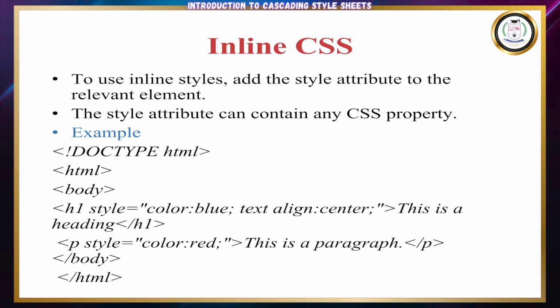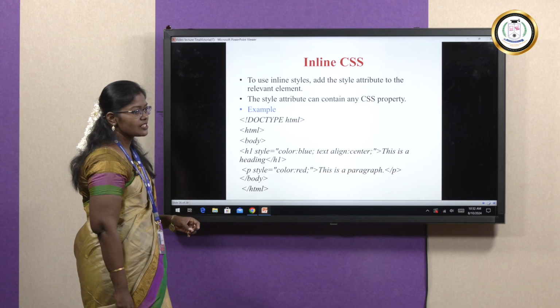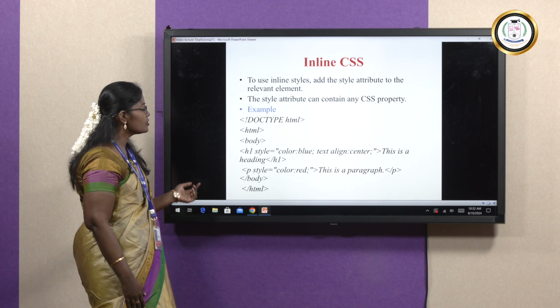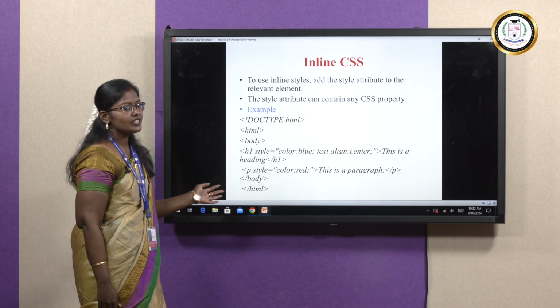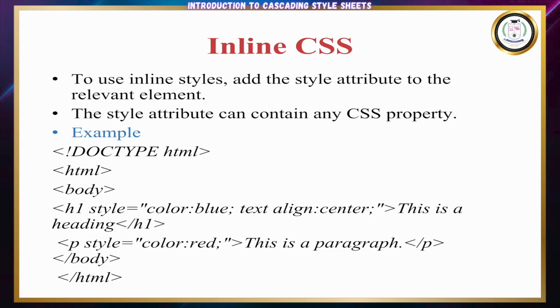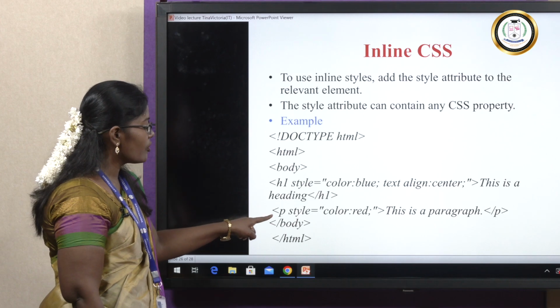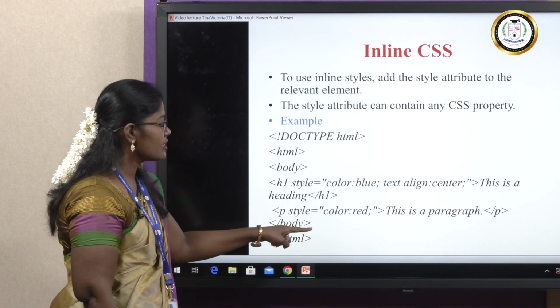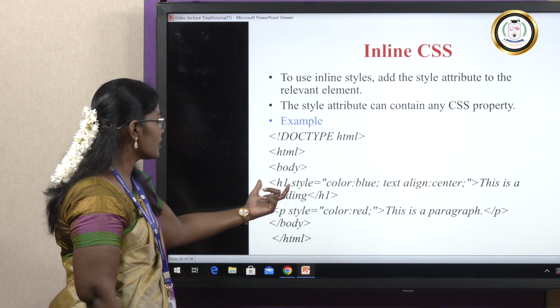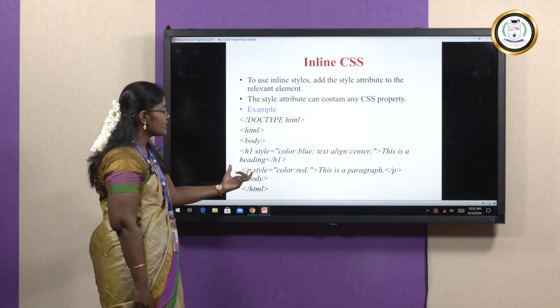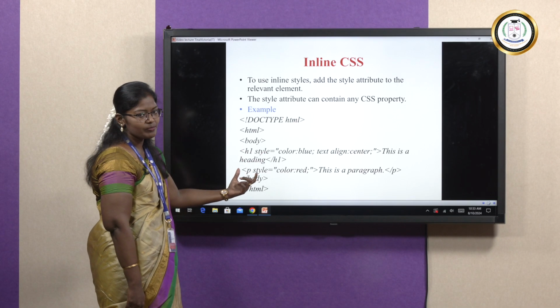Then there is the inline CSS. To use inline CSS, add the style attribute to the relevant element. The style attribute can contain any CSS property. Inline means that while using the tag itself, we can give the style attributes within the tag. For example, here H1 is a tag, and within it we can give the style: color blue, text align center. Also for the paragraph tag, style color red, this is a paragraph. So the heading will be in blue, aligned in the center, and the paragraph will be displayed in red color.